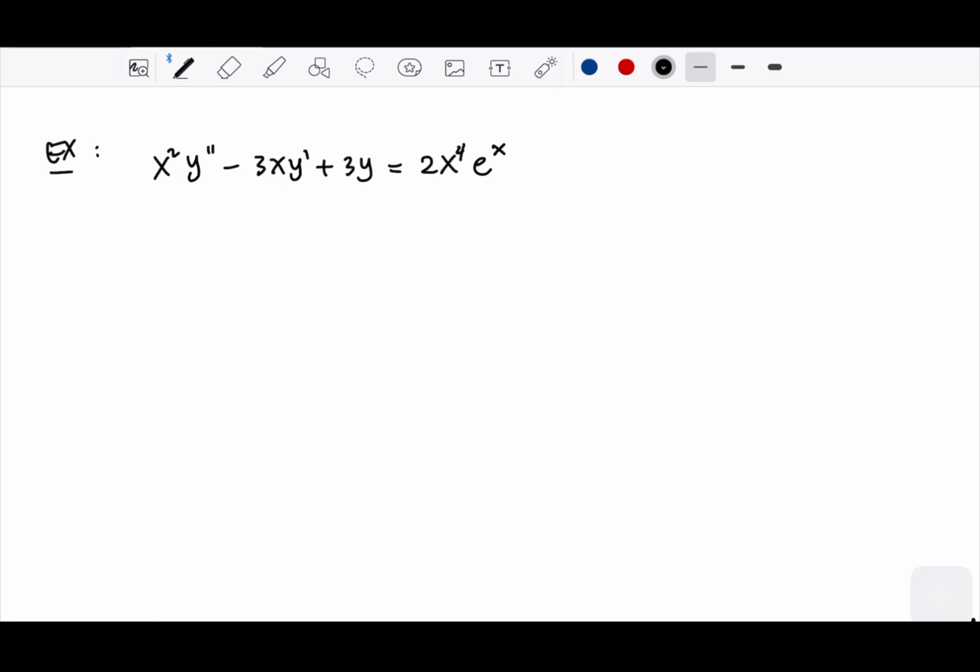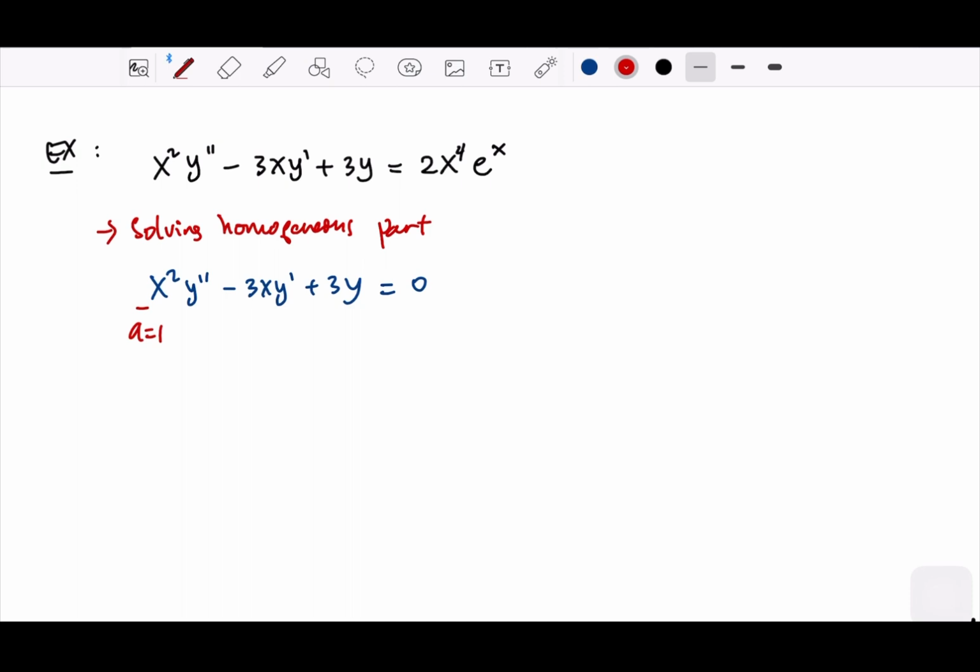Okay, we solve this. First is solving, so always solving the homogeneous part. Whenever you have a non-homogeneous equation, the first thing is solving the homogeneous part, which means we need to equal this to 0. And we know that this is a Cauchy-Euler, so we could take this and equal it to 0. From what we can see, A is 1, right? B is -3, and C is 3.